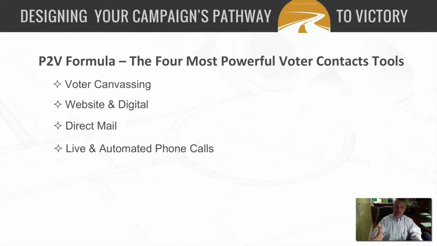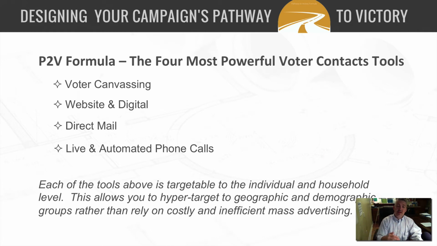There's nothing magical about these, but they're powerful for these campaigns because they are targetable to the individual and household level. This allows you to hyper-target to geographic and demographic groups rather than just rely on costly and inefficient mass advertising. So, would you rather talk to a voter on the doorstep and persuade them versus doing a TV campaign that's talking to everybody on the block? You know, so that's the dynamic here, and that's why we say these 4 voter contact tools are the most powerful tools that you can use in the Pathway to Victory formula.